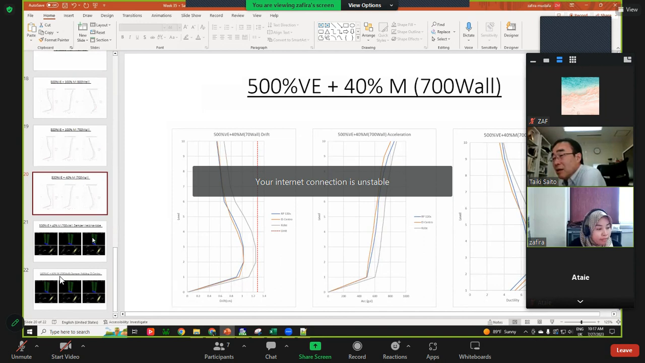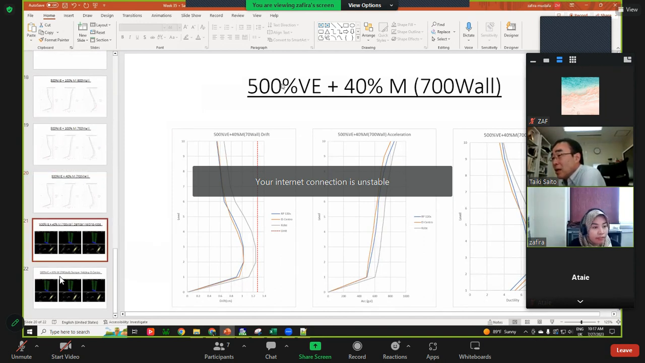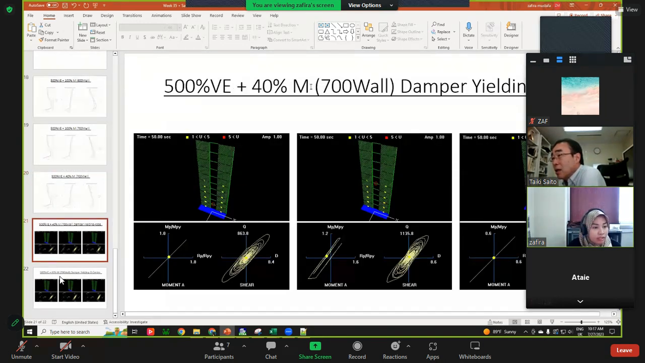Okay. So we can find the 40% metallic, the middle at fifth story, the damper starts to yield. So I think we can use 40% for the metallic damper.